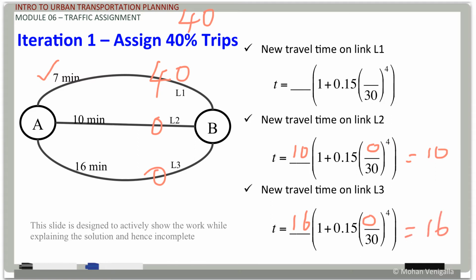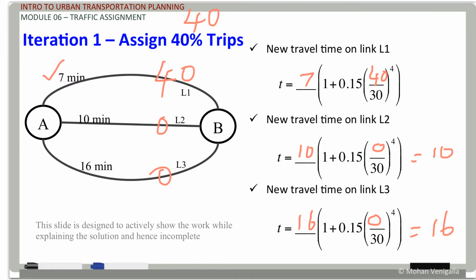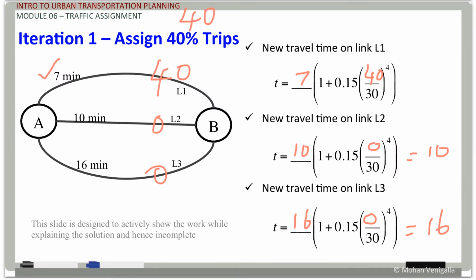But things have changed here. T0 is 7 and the volume is 40. When I compute this, I get the value to be 10.32 minutes. So you might as well strike this off and say for my next iteration, the travel time on link 1 is going to be 10.32. So let's move on to the next iteration with this state of the network.